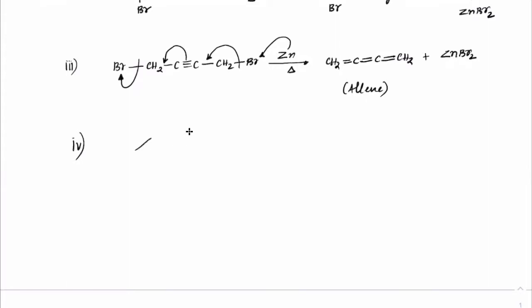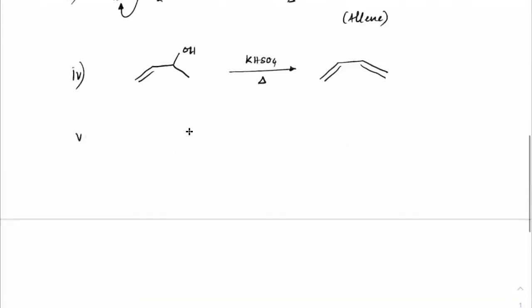Suppose we have OH this way, and react with KHSO4. KHSO4 is also a strong dehydrating agent, just like H2SO4. We will get a dehydration reaction this way, E1 mechanism dehydration reaction. So what we got is a conjugated diene here. You can see we can get conjugated diene.